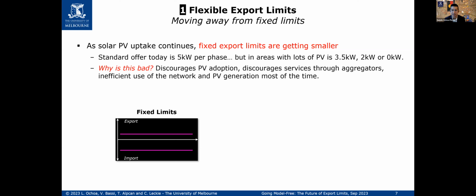3.5 in SWER areas, single wire earth return, so rural areas. In certain areas where there's a lot of photovoltaics, it can be 2 kilowatts, or in certain cases it can be 0, nothing. Now you can still use it locally, of course, for your own needs, for your own electricity demand, to cover it.